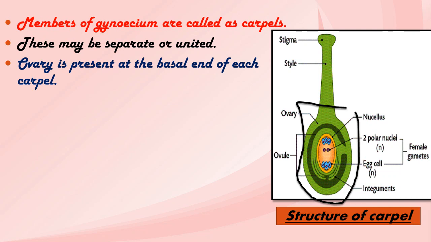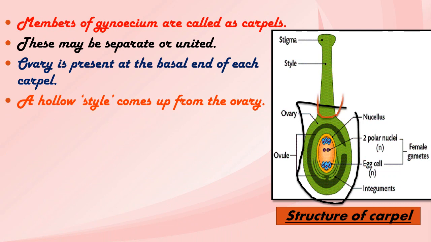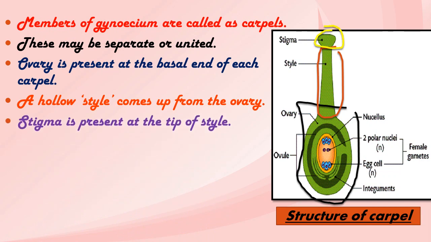You can observe the bulging, bulb-like part at the base of the flower. It is called the ovary. A hollow style comes up from the ovary, and a stigma is present at the tip of the style. The stigma is the part where the pollen grain will stick for sexual reproduction in a plant.